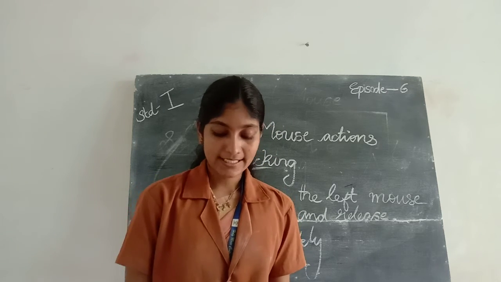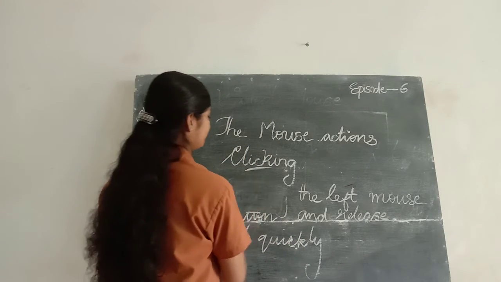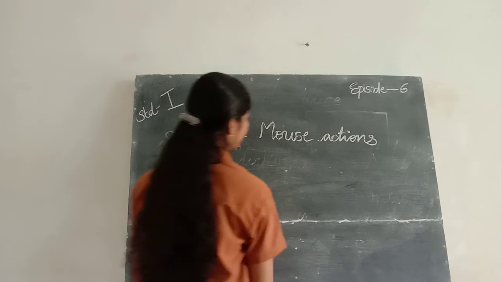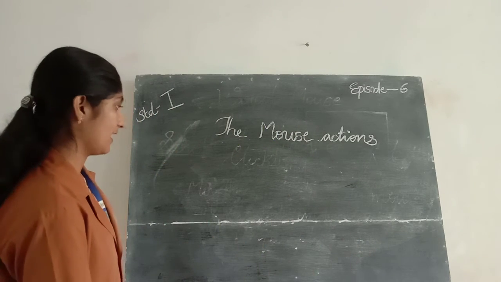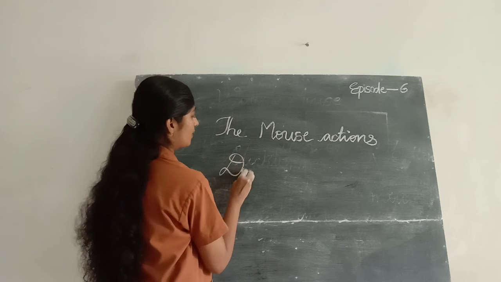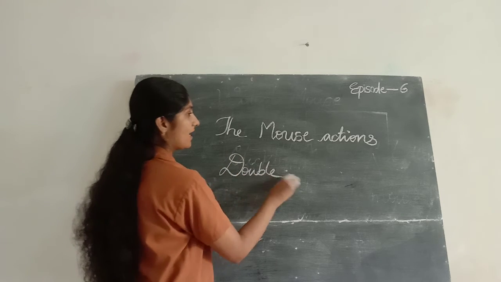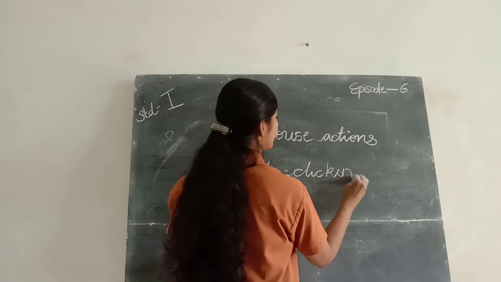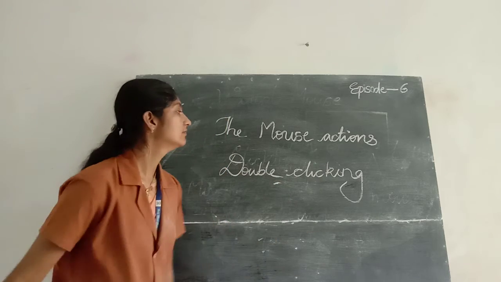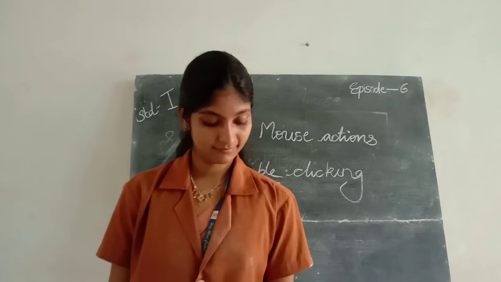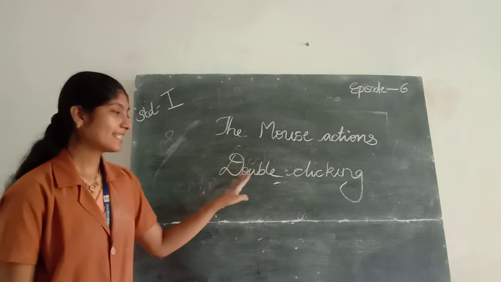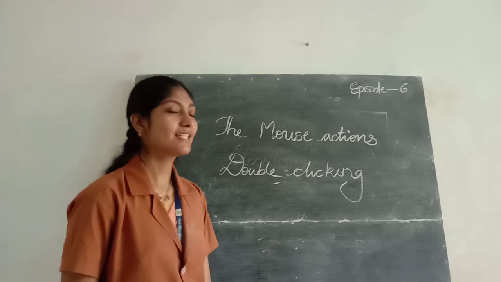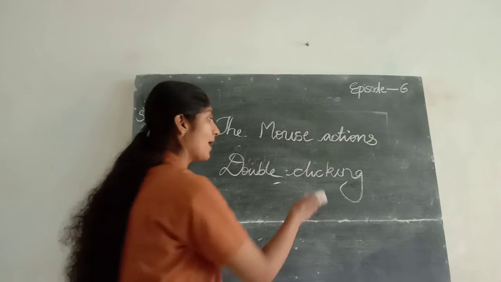Next is what? Double clicking. D-O-U-B-L-E, double clicking. C-L-I-C-K-I-N-G, double clicking. So next is double clicking. What is the spelling? D-O-U-B-L-E. Double clicking. C-L-I-C-K-I-N-G. Double clicking.